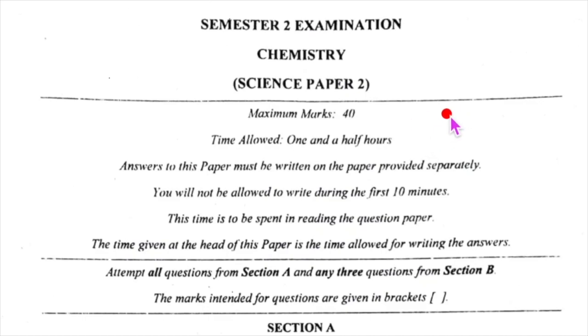Here I have the Chemistry ICSE Class 10 Semester 2 board paper. This is section A I'm solving, and this is the answer key for your exam paper. I hope you have done exceedingly well. Just double check your answers with mine. This is section A. Okay.